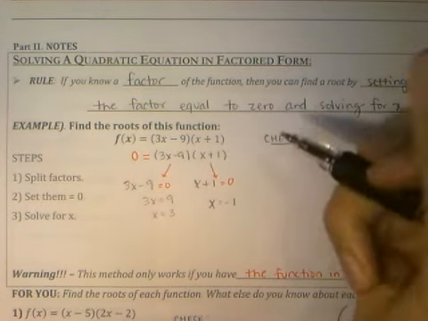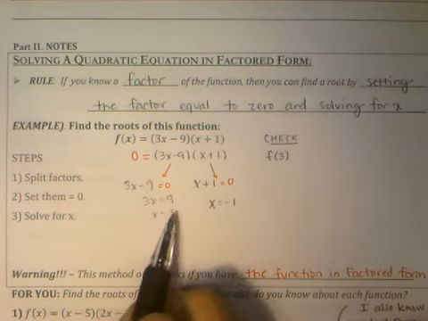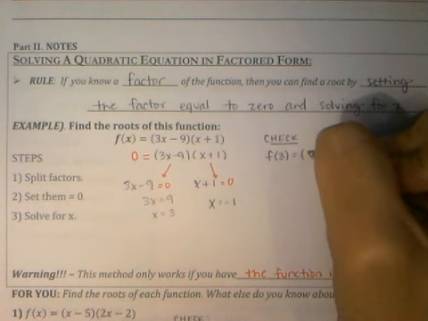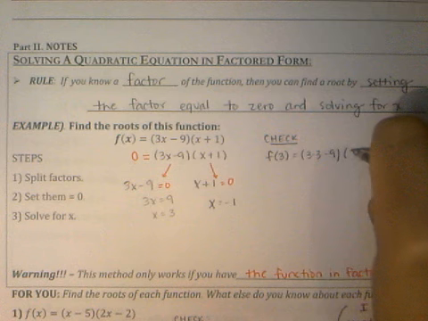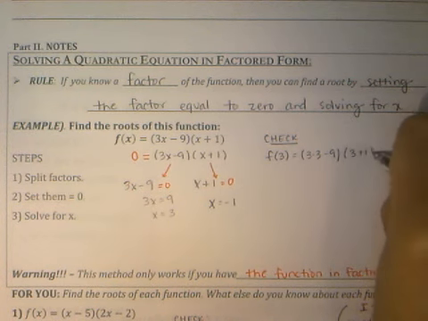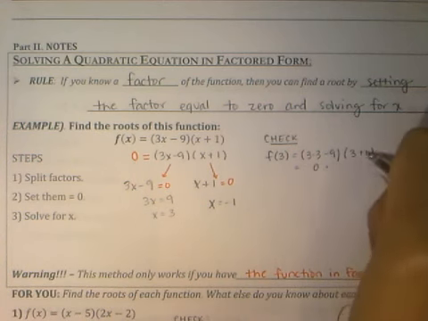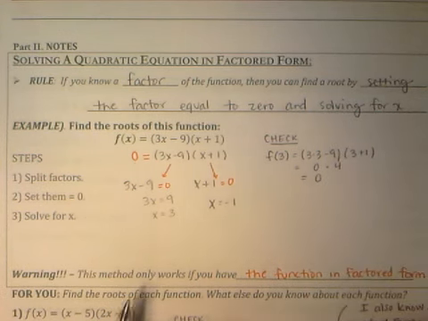back in. In function notation, I'm going to write f of 3, which means that I am plugging 3 into the function. And that would just mean that I'm multiplying 3 times 3 and subtracting 9. And then I'm putting 3 into the second factor as well. And this becomes 9 minus 9, which is 0, times 3 plus 1, which is 4. And that equals 0, which means, sure enough, 3 is a root.